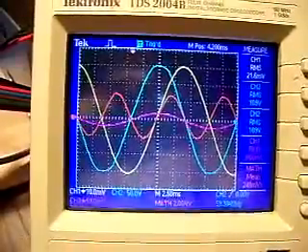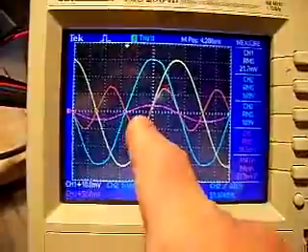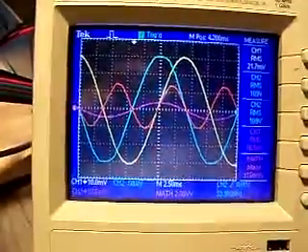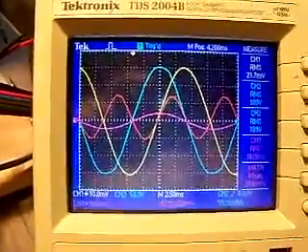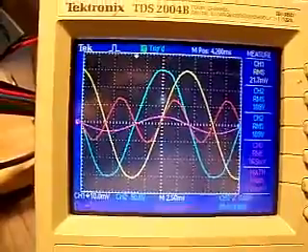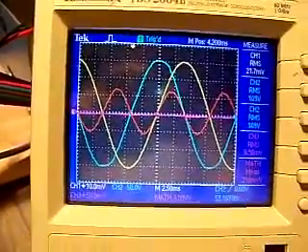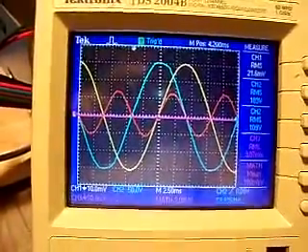If you recall the conventional transformer, the current shifted almost all the way over so that it was in phase with the voltage, and the current increased. In the BiToroid, there is virtually no reaction between the phase shift and the current.